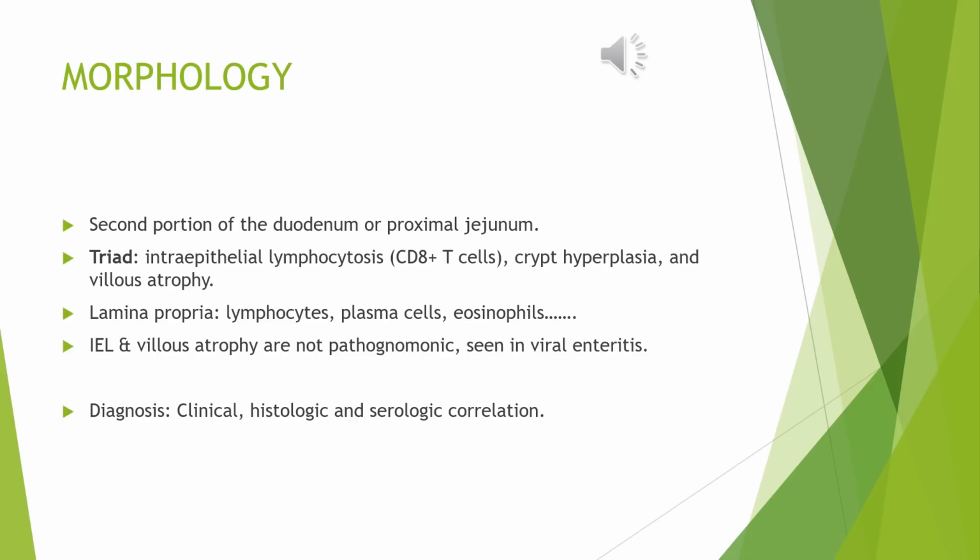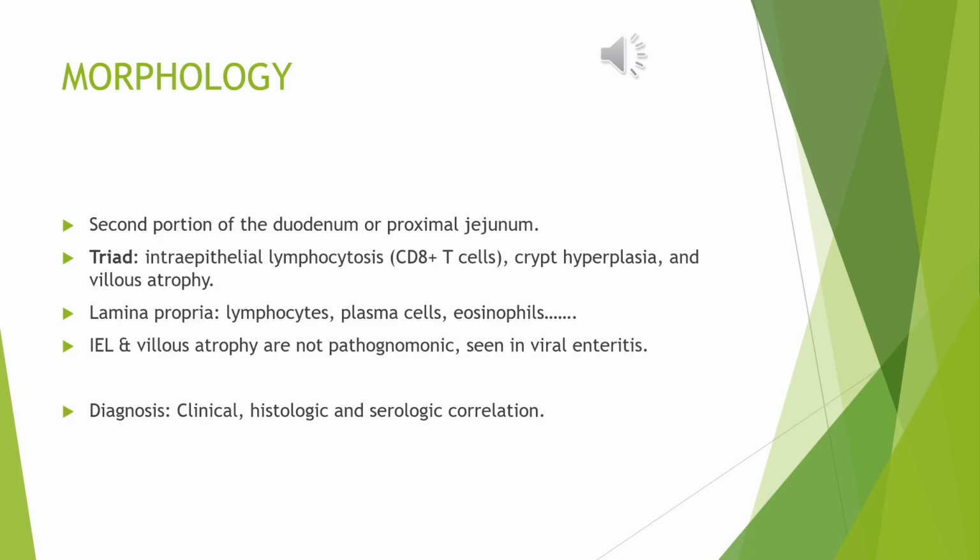So after talking about the pathogenesis and the mechanism by which celiac disease develops, here we come to the morphology of the disease in the small intestine. The main parts that are affected in celiac disease are the second part of the duodenum and the proximal jejunum. So if we want to diagnose celiac disease, the endoscopist or gastroenterologist should preferably take a biopsy from the second portion of the duodenum or the proximal jejunum, and it's preferable to take multiple biopsies to increase the diagnostic yield.